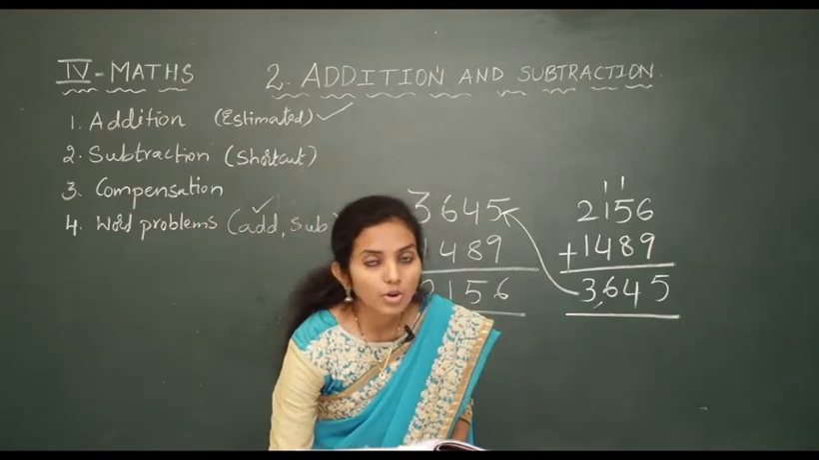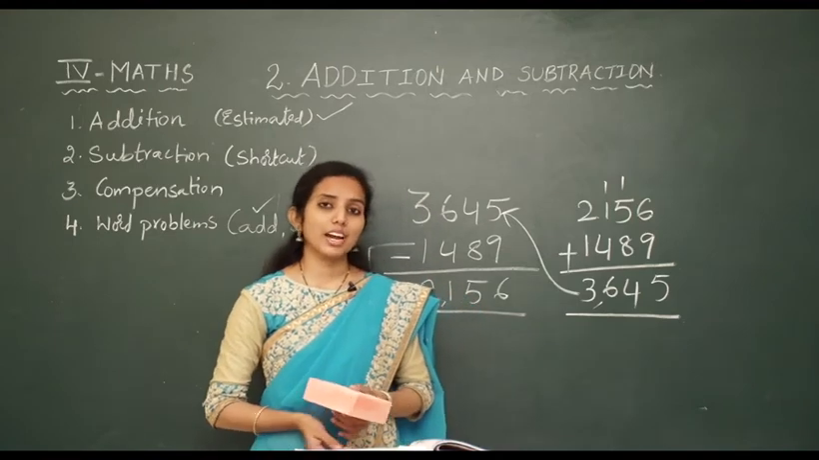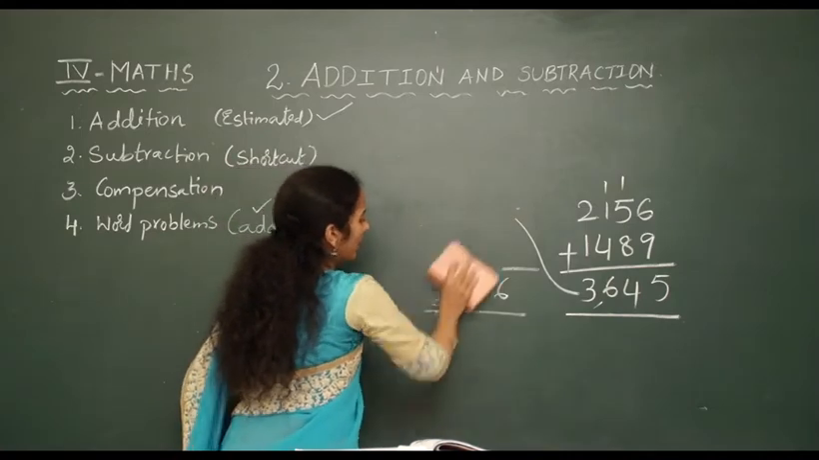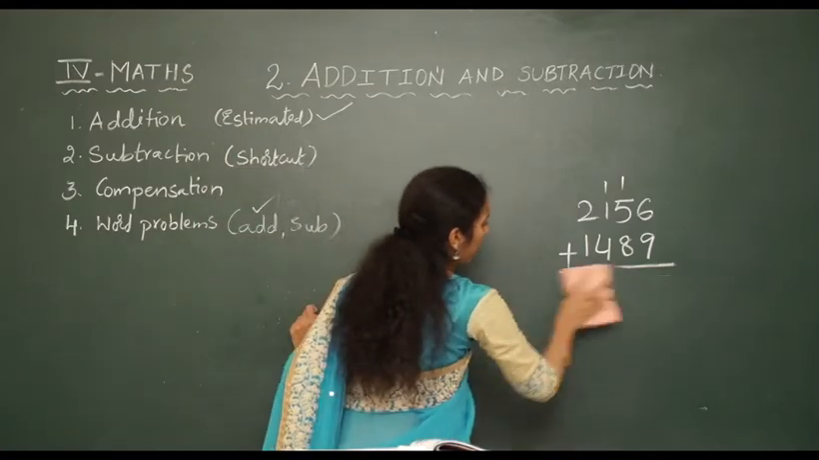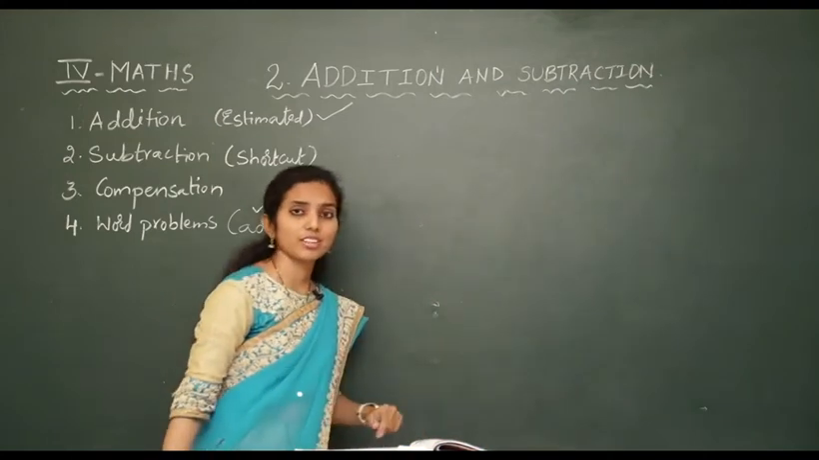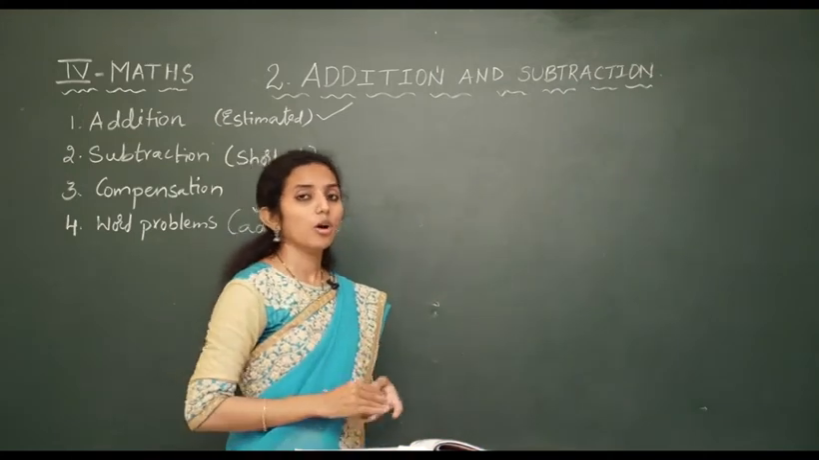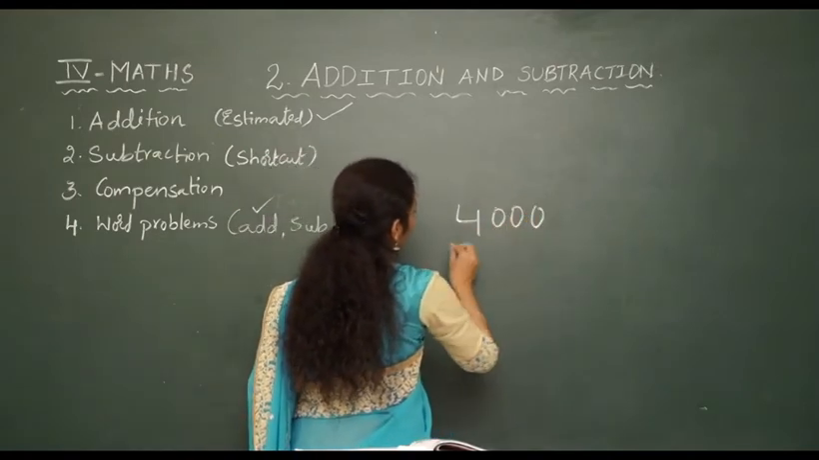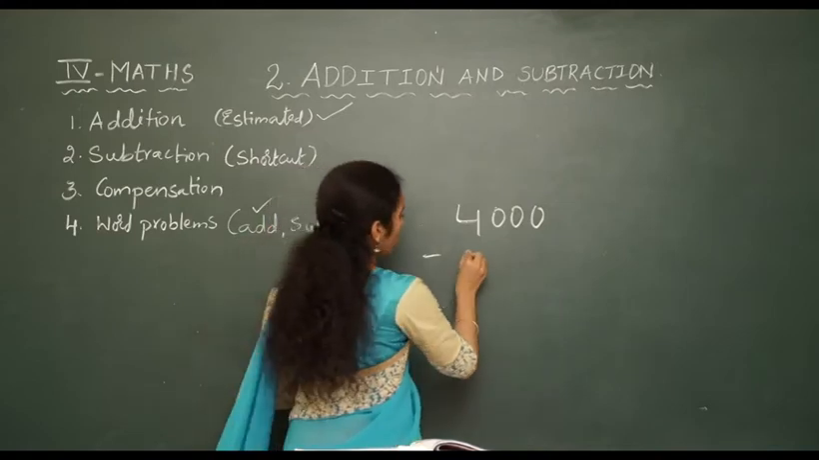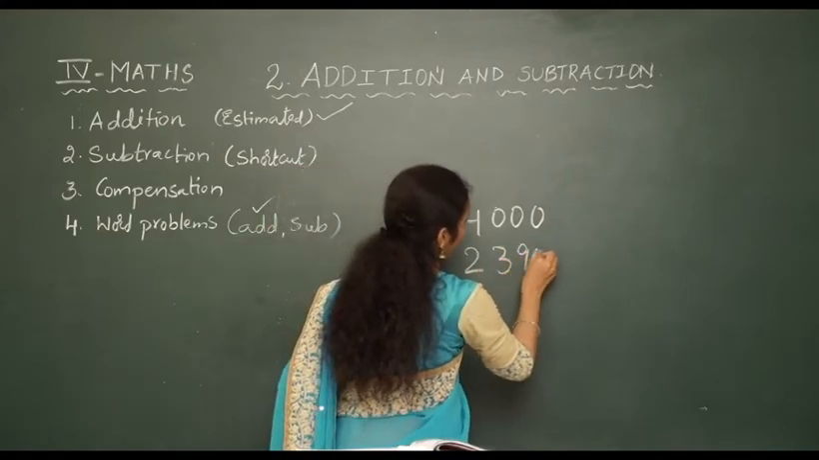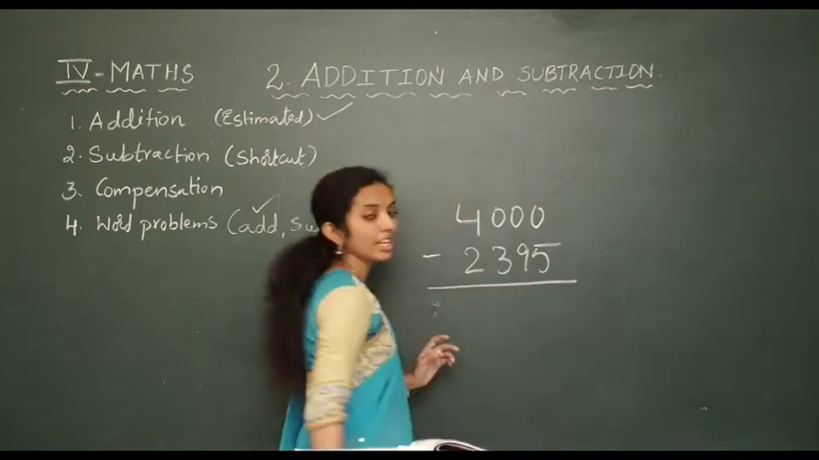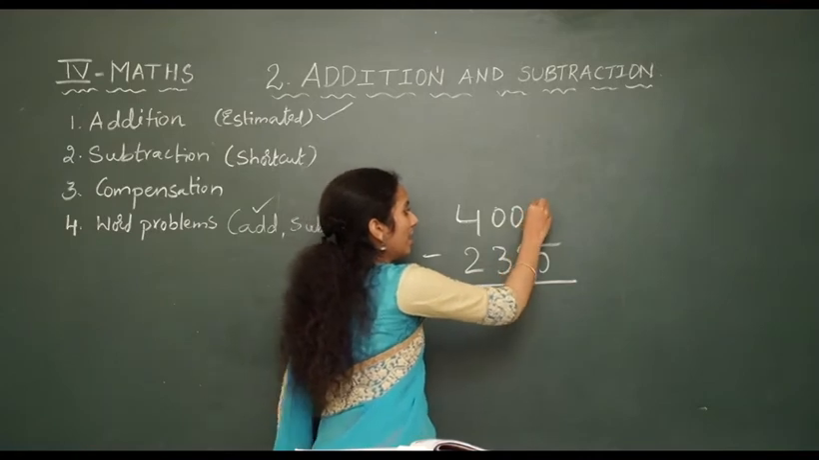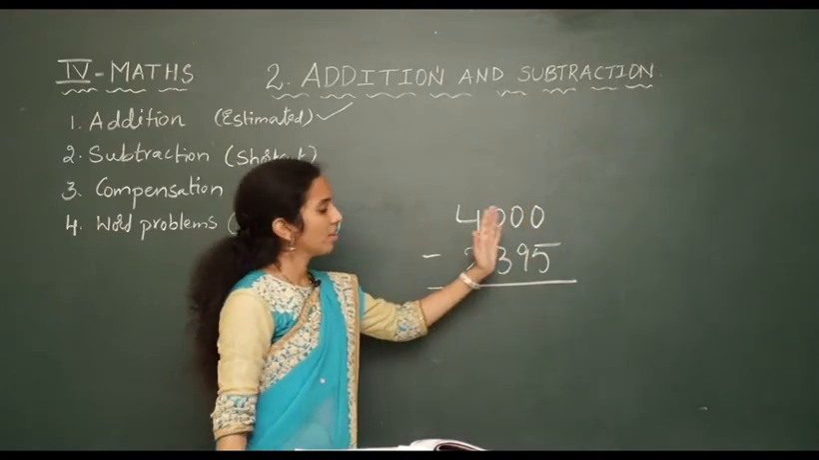Now how do we subtract a number when we have all zeros? So borrowing is a big complication for us. So let us see an example. 4000 minus 2395. It is easy when we have zeros in addition, but when we have zeros in subtraction, it is a little bit difficult for us for borrowing.